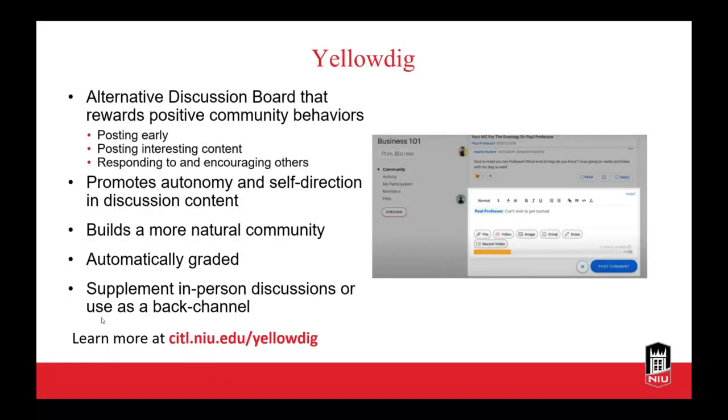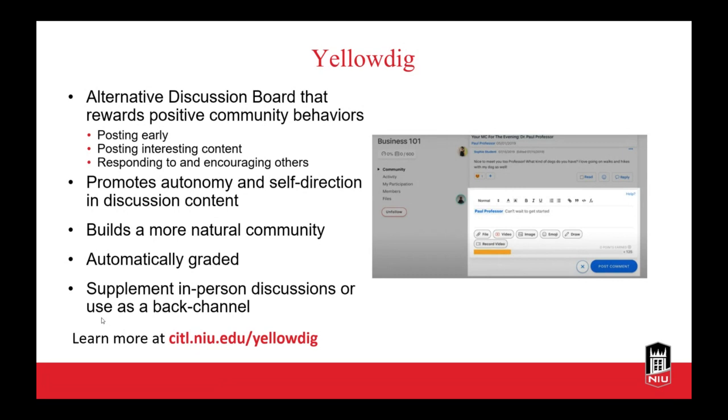In YellowDig, it's specifically designed to reward positive community behaviors like posting early instead of waiting until the deadline, posting things that are more interesting so that your classmates want to comment and respond to it. And it also rewards you for responding to others or encouraging others through emojis and badges and things like that.